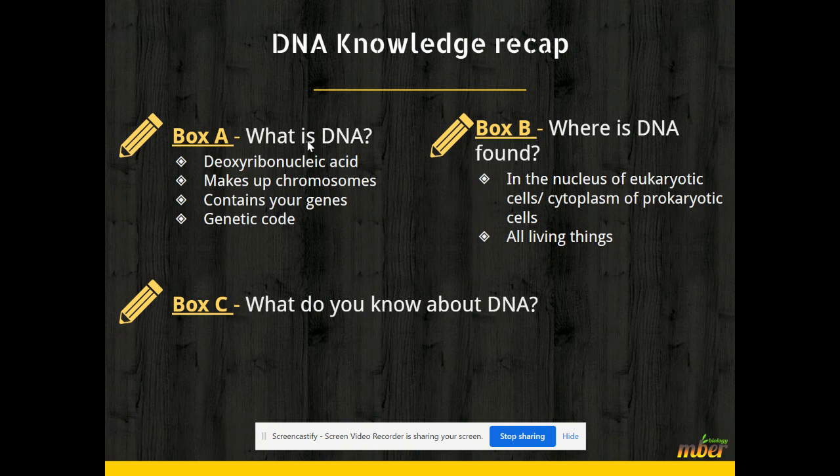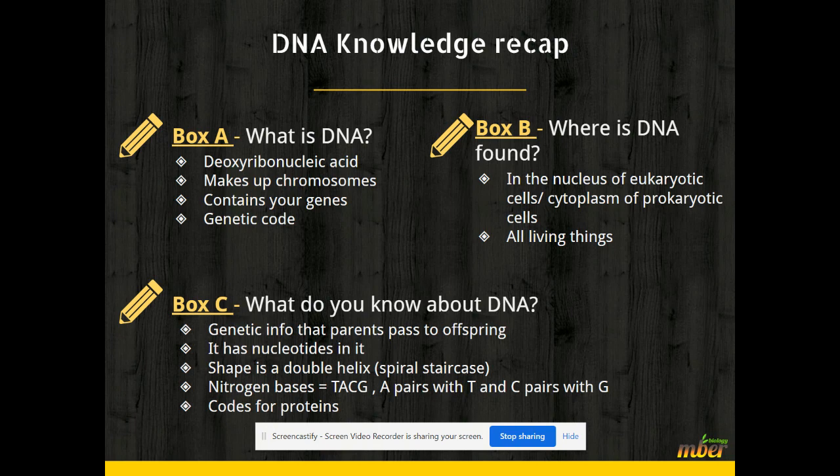So DNA is found in the nucleus of a eukaryotic cell or in the cytoplasm of a prokaryotic cell. So remember, a eukaryotic cell is the cell that has a nucleus. They're bigger, they have nuclei, they also have other membranous organelles. Whereas prokaryotic cells don't have any membranous organelles. So because there are no membranous organelles, there's no nucleus. DNA is also found in all living things.